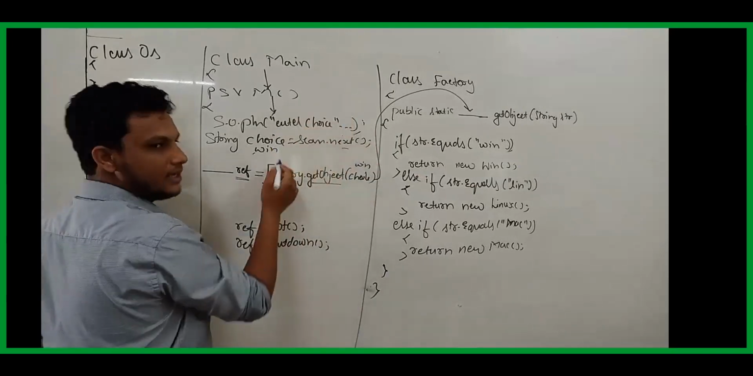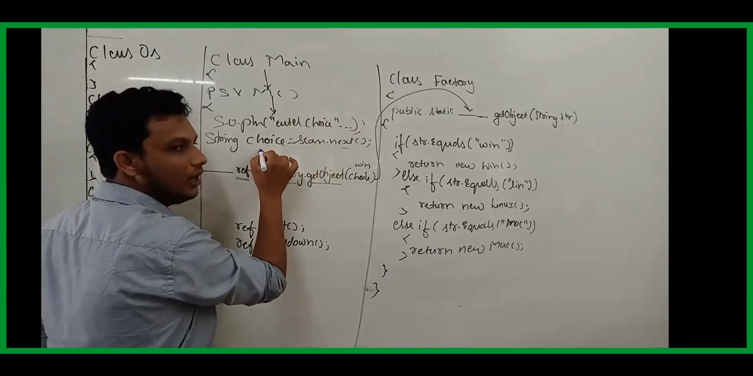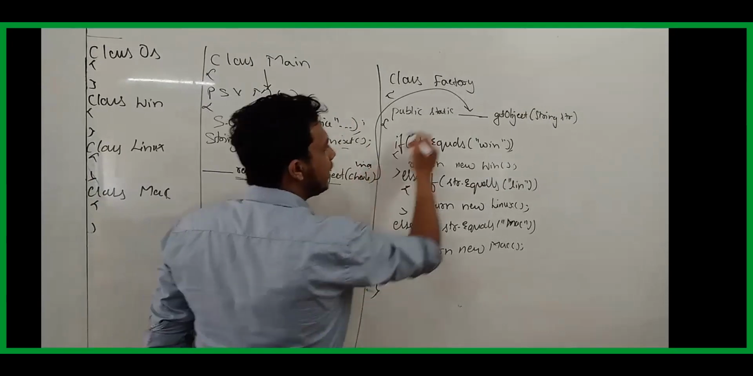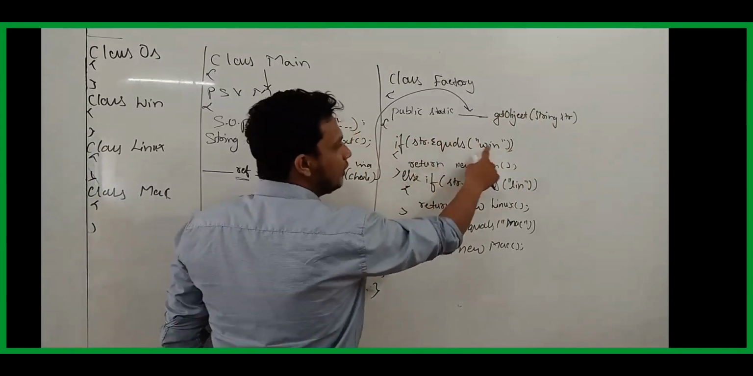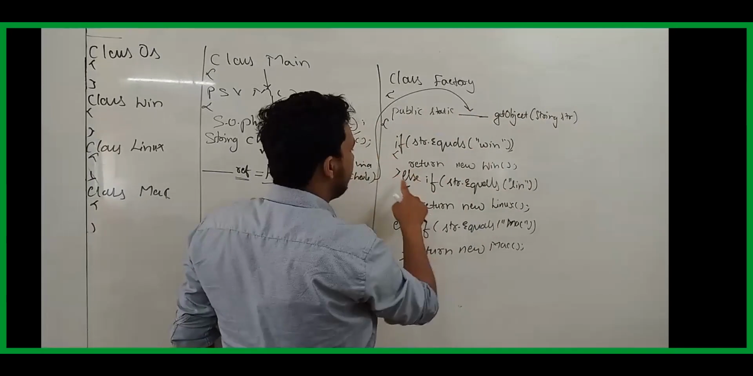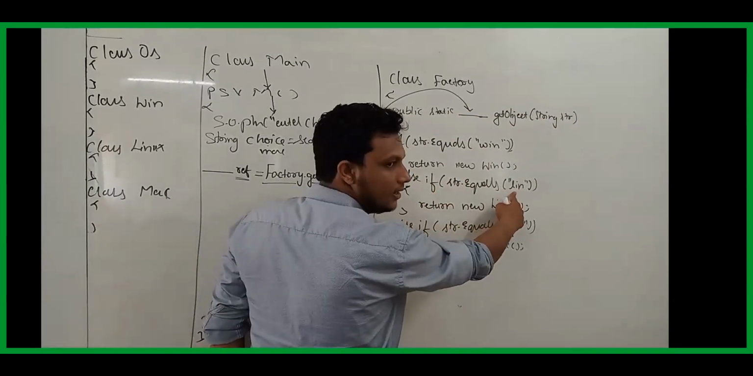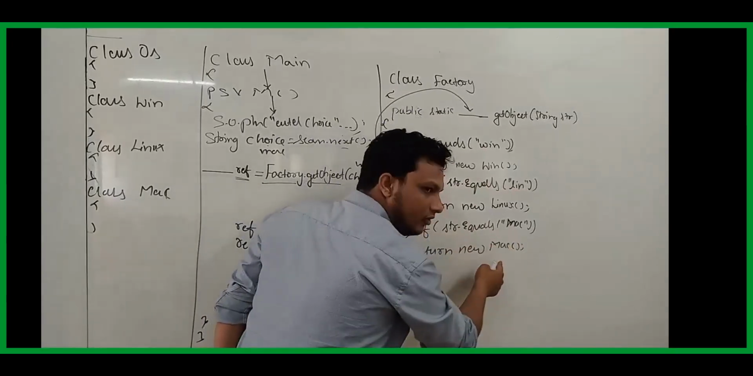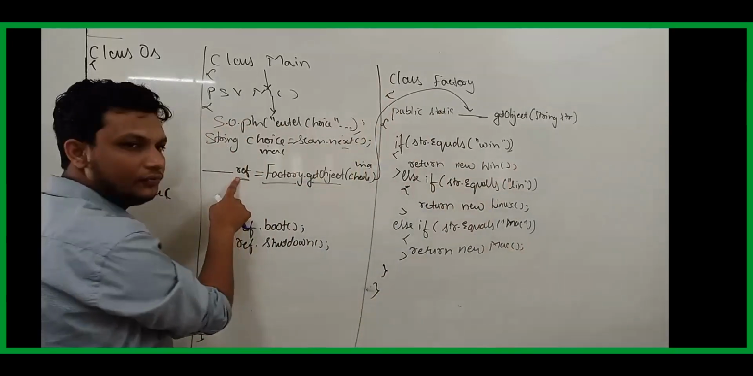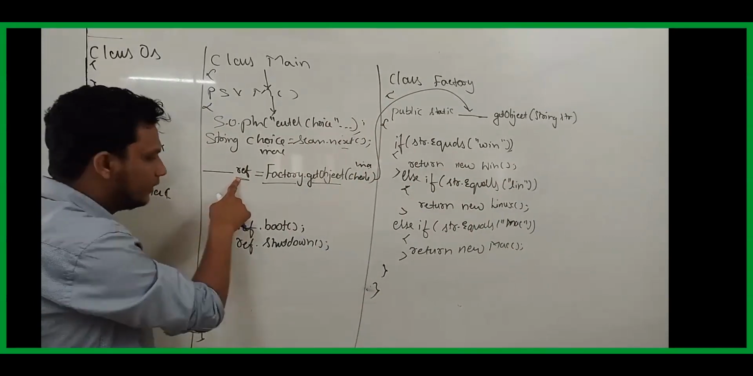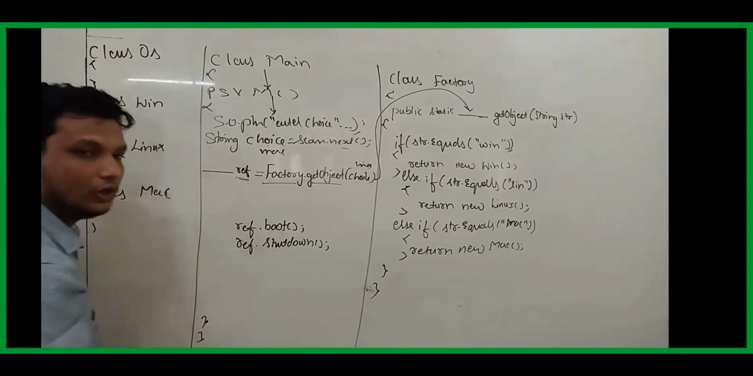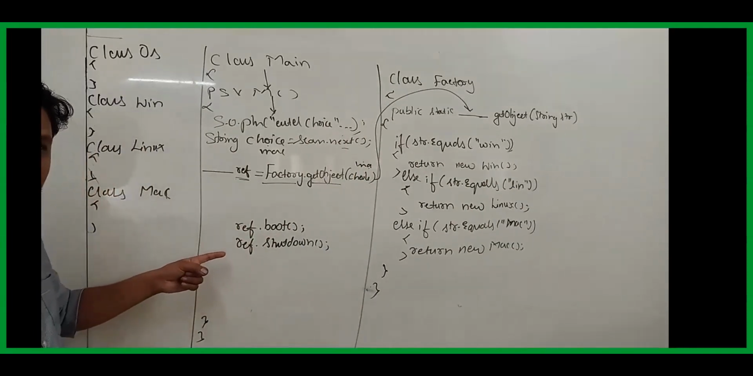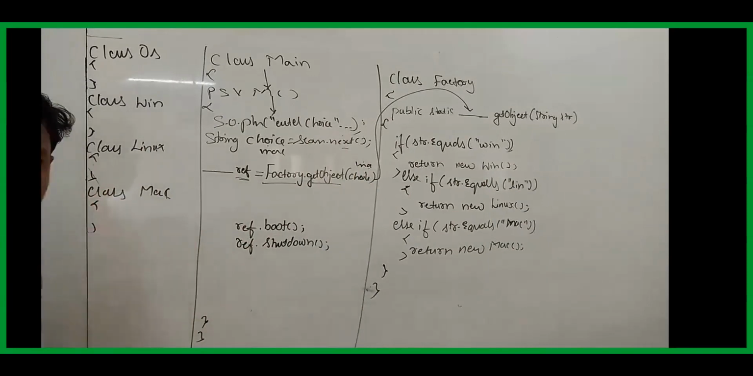Assume that once again you run the program. The user will enter Mac. It will pass Mac here. Now tell me, Mac equals Windows? No, false. It will come back here. Else if, Mac equals Linux? No, it will come back here. Mac equals Mac? Yes, an object of Mac will be created and returned. So what does my reference contain? The Mac object. Now, Mac dot boot, Mac dot shutdown means what? Which methods will be executed? The Mac class boot and shutdown methods will be executed.